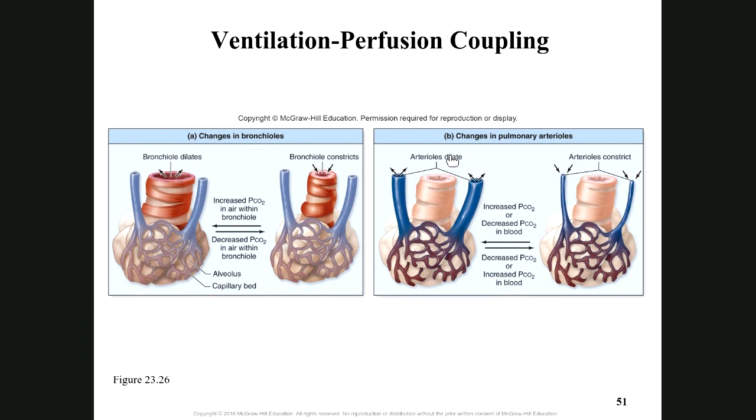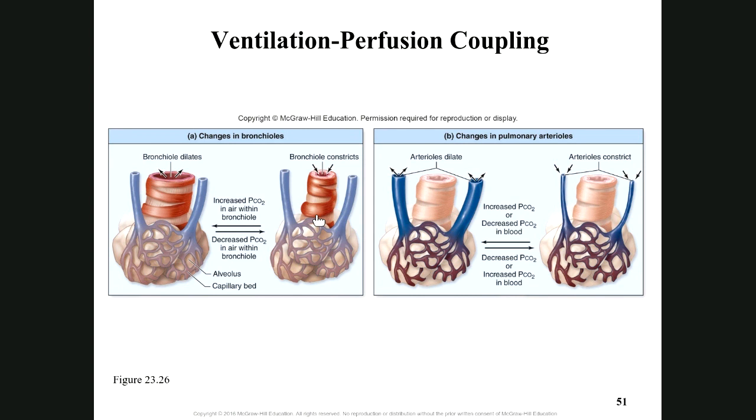The increased pressure of carbon dioxide in air within the bronchiole can change bronchoconstriction to bronchodilation. And when we have decreased carbon dioxide pressure in the air within the bronchiole, then bronchodilation changes to bronchoconstriction.